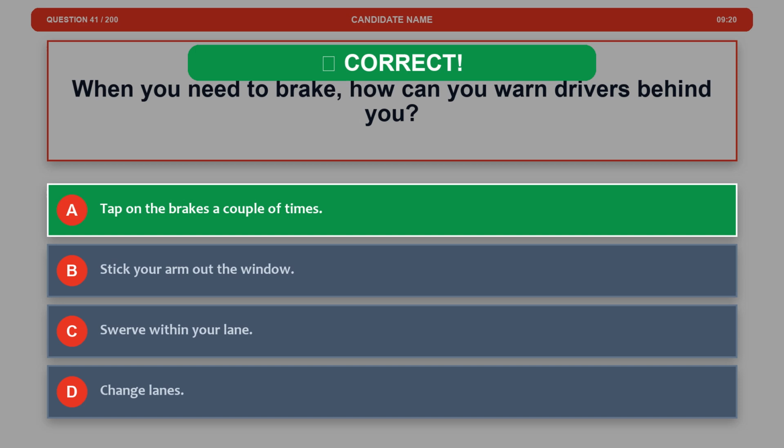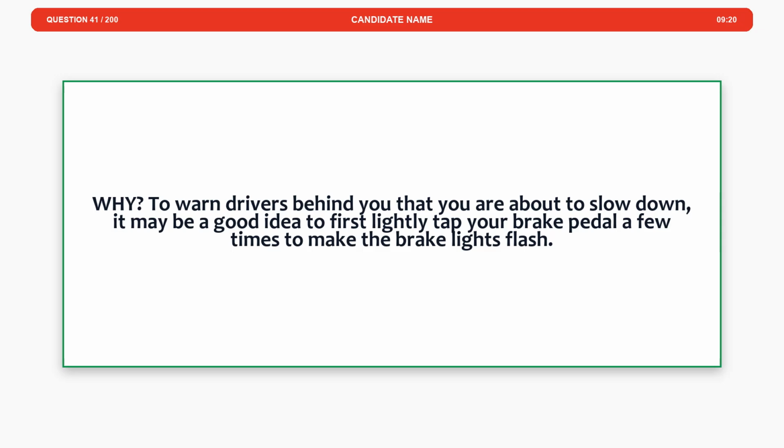The correct answer is option A, tap on the brakes a couple of times. Explanation. To warn drivers behind you that you are about to slow down, it may be a good idea to first slightly tap your brake pedal a few times to make the brake lights flash.